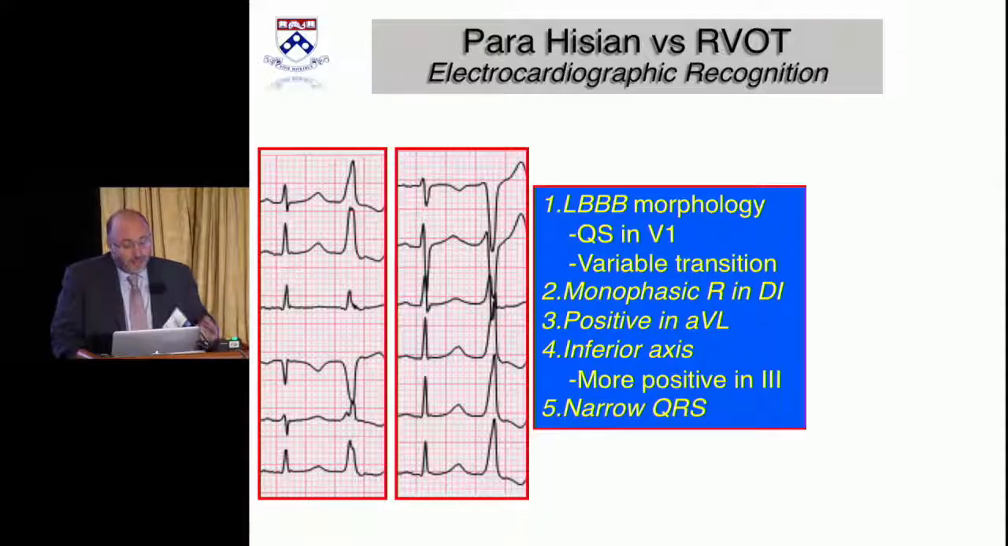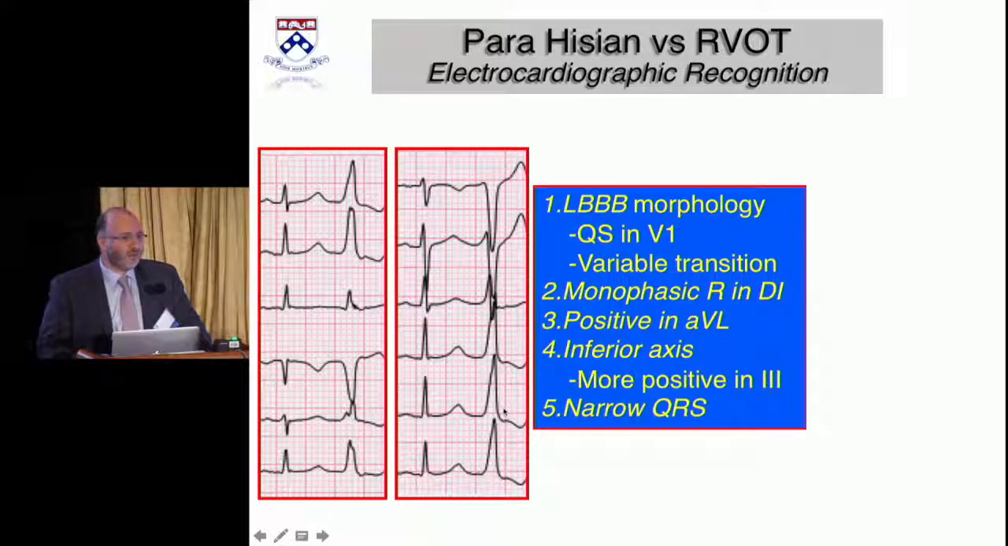EKG recognition, I think, is very typical, but you have to take it with a grain of salt. These PVCs or focal VTs are going extremely positive in lead 1. There's nothing that I've seen in EKGs that's more positive than this. You usually have a QS in V1 with a variable transition. It could transition in V2, could transition in V4.